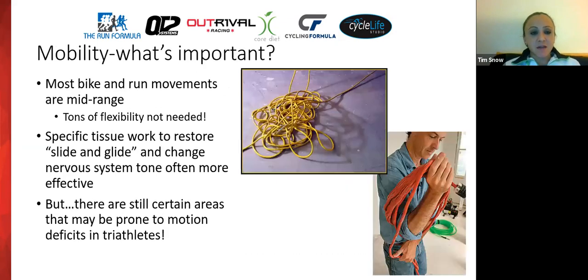So starting with mobility, what's the most important? Bike and running are pretty much more mid-range activities. There's not necessarily a ton of flexibility that's needed, and more flexibility than what's required for the sport isn't necessarily beneficial. A lot of times when triathletes say something feels tight, it's not necessarily that the muscle is shortened, it's just that the connective tissue that surrounds the muscles might be bound up.